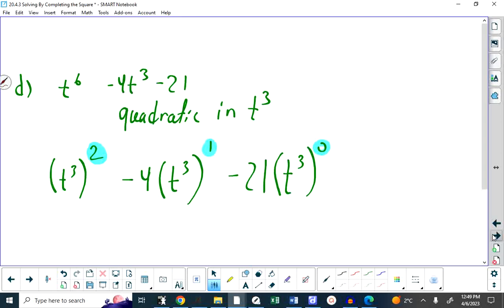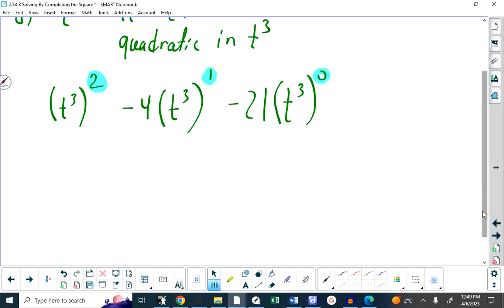Even though it's a degree 6 polynomial, we can factor it like it's quadratic, which would mean, just to finish off my quick review here, this would factor into t cubed and t cubed, and I would be looking for two numbers that multiply to give negative 21 and add to give negative 4, and I get those.